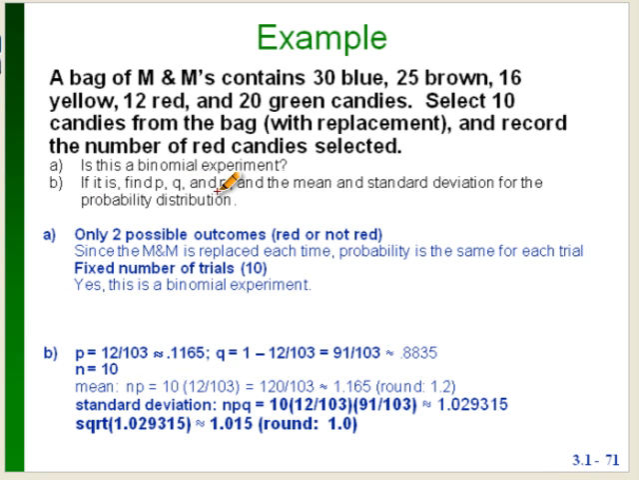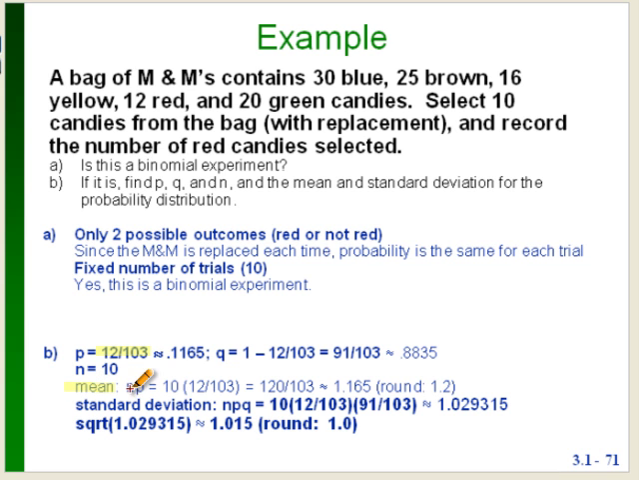Next question, we want to find p, q, n, the mean, and the standard deviation. So p, we actually figured this out earlier, would be the number of red candies out of the total in the bag. So that's 12 over 103. Q is going to be 1 minus that because they're actually complements of each other. So this would be 1 minus 12 over 103. So it's 91 over 103. And our n is 10.